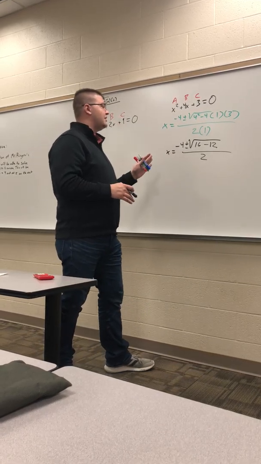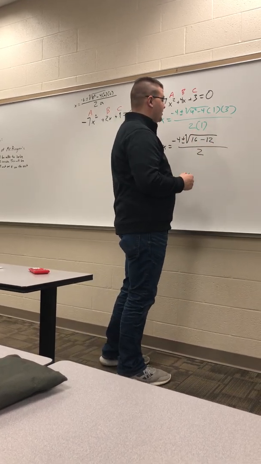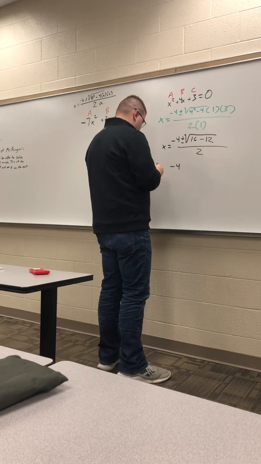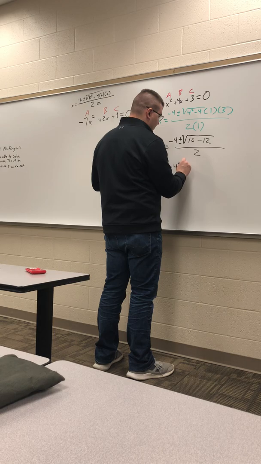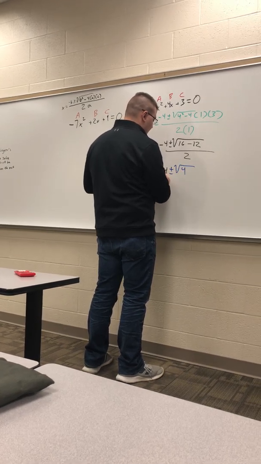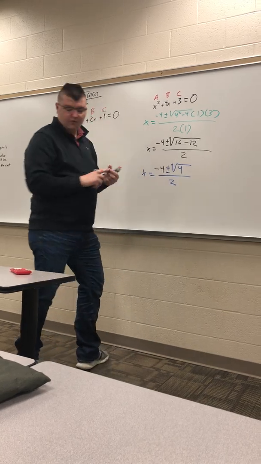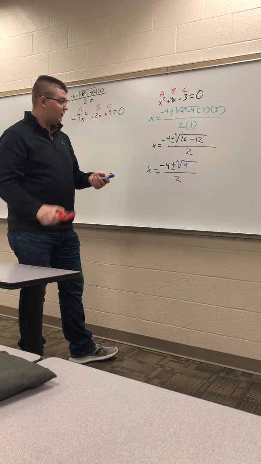So what we're going to do is simplify down even more. Simple, because here, what's 16 minus 12? It's 4. So it'll be negative 4, let me switch colors, negative 4 plus or minus the square root of 4 over 2. So is there a square root of 4? Let's look real quick. Square root of 4 is 2.